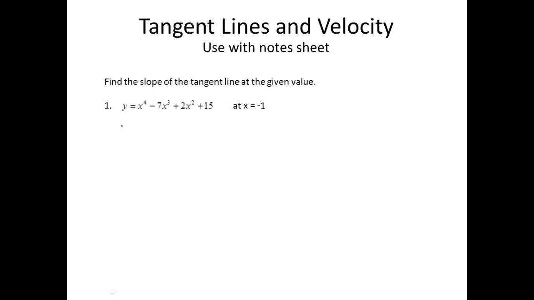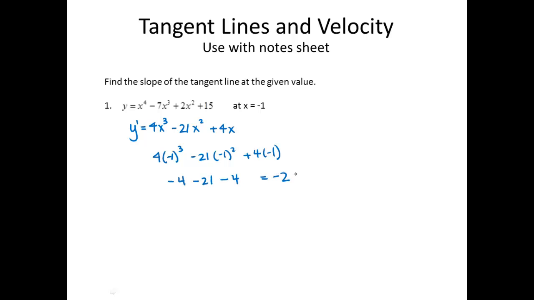So to do this, the first step we did is we used the power rule and we found our first derivative to be 4x cubed minus 21x squared plus 4x. We know that the derivative of the constant is 0, so that's gone. And now we evaluate this at -1. So I have 4 times -1 cubed minus 21 times -1 squared plus 4 times -1. So as I calculate this, I get -4 minus 21 minus 4, or -29.